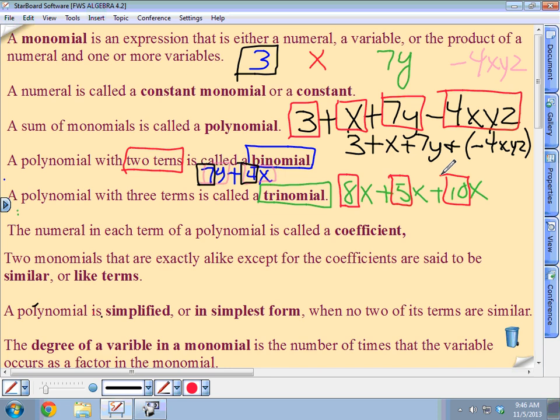However, if I have 3 different coefficients, but the same variable expression after the coefficients, namely x, I can combine what we call like terms. Let me see that down here. 2 monomials that are exactly alike, although Eric gave us 3, so I'll just put 3, but 2 or 3 or more, monomials that are exactly alike except for the coefficients. So if everything's exactly the same except the coefficient, they're said to be similar, or like terms.